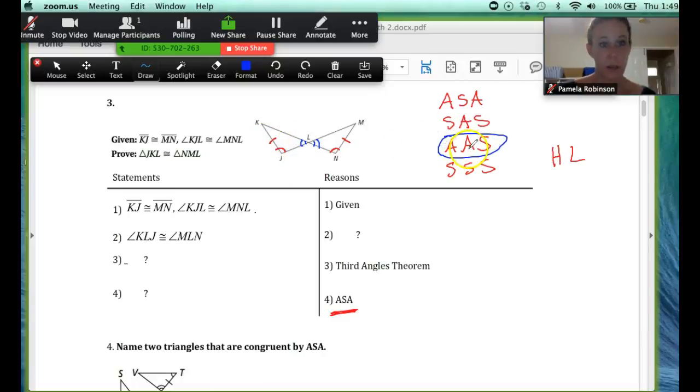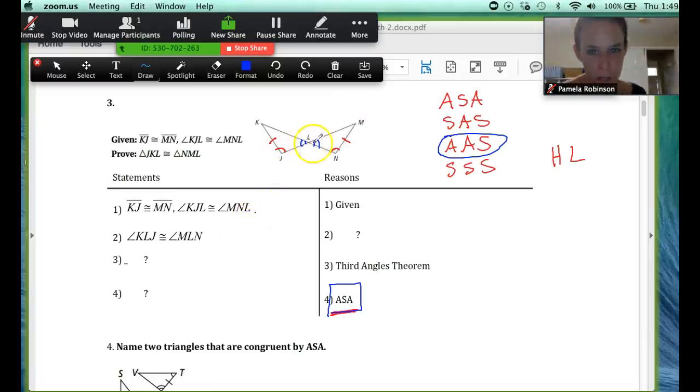and I can prove these two triangles are congruent really quickly. Now, this is a scaffolded proof, and they want me to use angle, side, angle. So I'm going to have to get this angle to be congruent to this angle in order to use angle, side, angle. All right, well, let's look at that and see how we could do that.